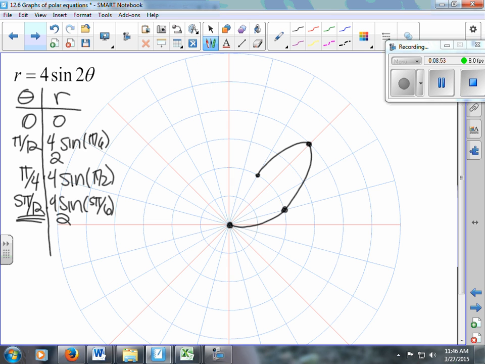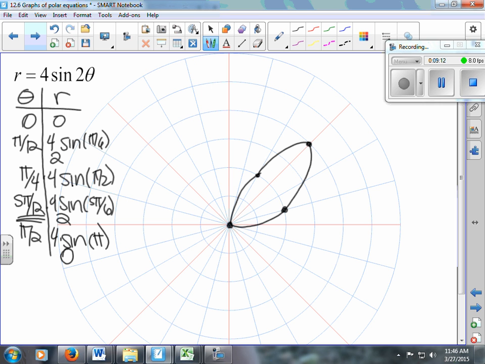So I came back down. All right, and now I'm going to do pi halves, 90 degrees. If I plug in pi halves, I get 4 times the sine of 2 times pi halves, 4 times the sine of pi. That's 0. So I came back to 0.